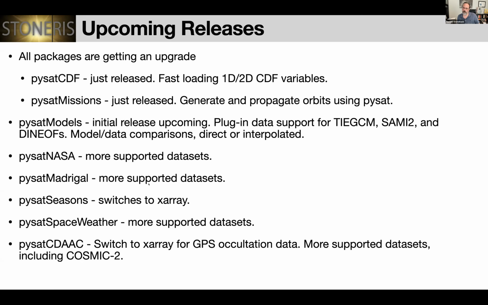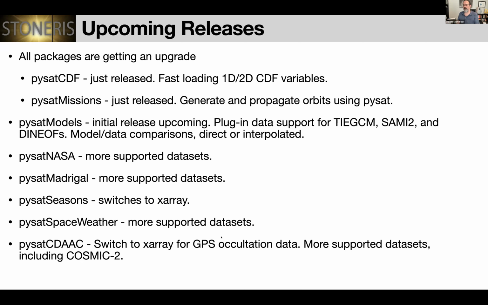PiSat Space Weather has more supported data sets as well. And kind of similar for PiSat CDAAC. Previously, the GPS occultation for the Cosmic 1 constellation was loaded up into a data frame. Because that was actually a higher order data set, like a data frame within a data frame, which does have some benefits because you can have different sizes for each occultation. But now we've switched to xarray, because xarray scales better to multi-dimensional data sets. So we've loaded up GPS occultation data into that.